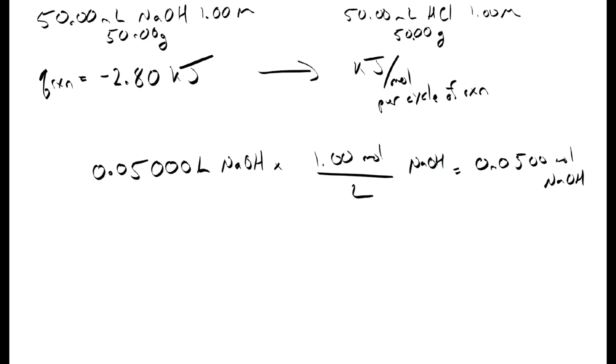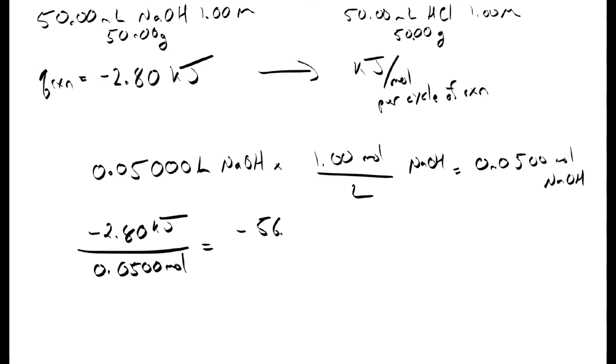If I were being mean, then I could turn this into a limiting reagent problem, and that would just make things a little bit more complicated. And I'm not doing that because the purpose of this is not to show you a difficult problem. The purpose is to show you how to solve the problem at all. But now what we do is we take our negative 2.80 kilojoules and we divide it by the 0.0500 moles, and that gets us negative 56.0 kilojoules per mole for this reaction.